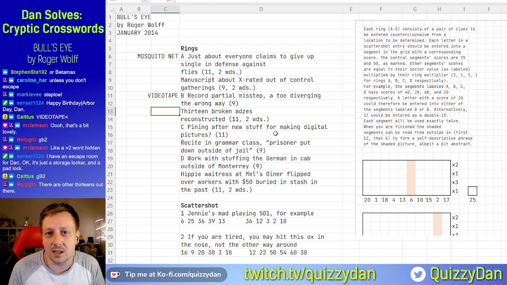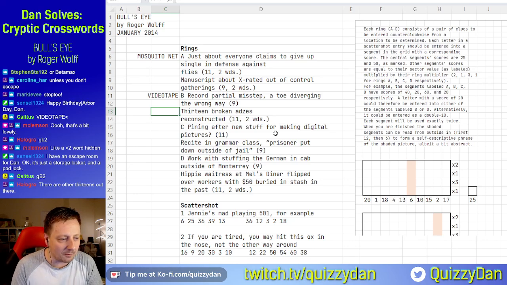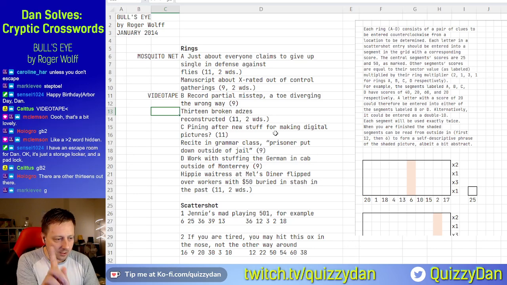So I'm going to give that a few seconds for the chat, so have a think about it. It's an anagram of broken adzes. Don't type it just yet, wait a few seconds.